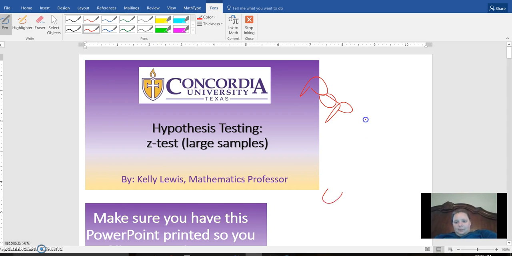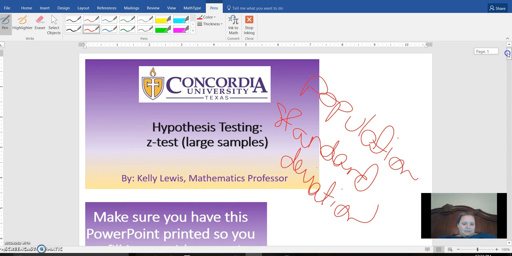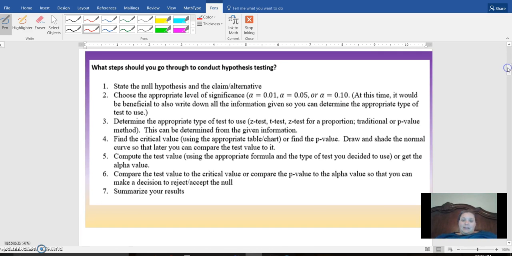population standard deviation, the standard deviation of the population. All right, so again, here are the steps. We're going to do those steps. It's a lot of writing, so it seems like a lot, but it's not.